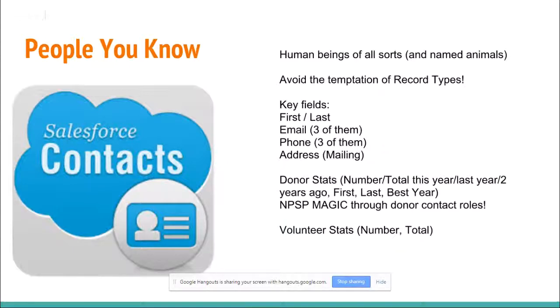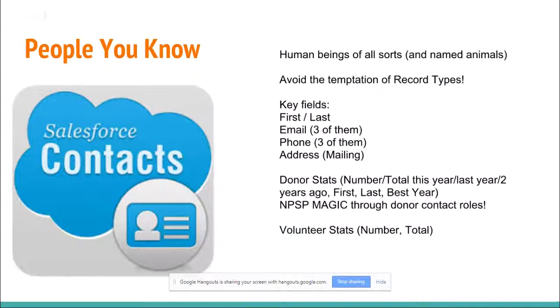And first off, let me say, avoid the temptation to use record types, particularly when you are new to Salesforce using nonprofits. It's tempting to try to classify people using record types, but it's typically not actually a good idea, because 10 years from now, you actually hope that many people you serve, or many people who are partners, or many people who are volunteers are also donors, also volunteers, and so the lines get confusing, and record type is not the best way to classify people.